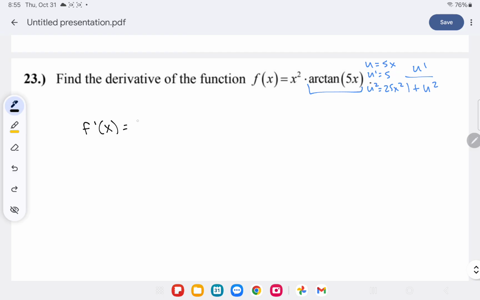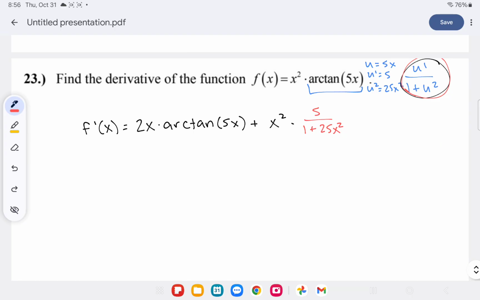So I'm going to do the derivative of the first times the second plus the first times the derivative of the second. And this is where we have to use this rule. So u prime over 1 plus u squared. And we can just leave our answer like that.